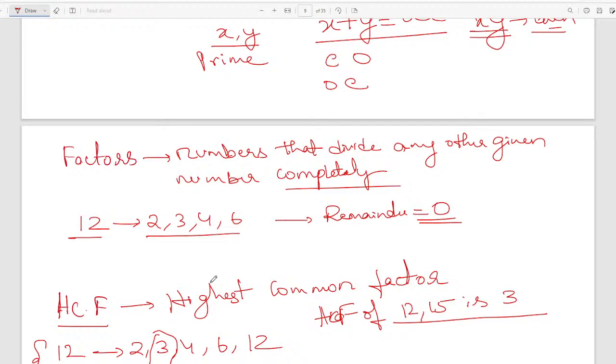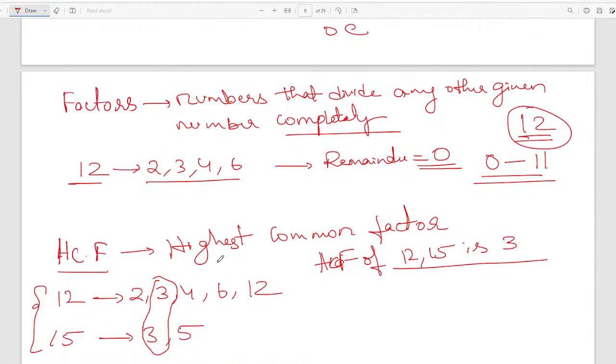And the property of remainders is that the remainder has to be less than the divisor. For example, if the number is 12, and you are dividing 12 by any other number, the remainder has to be between 0 and 11. It should always be less than 12.